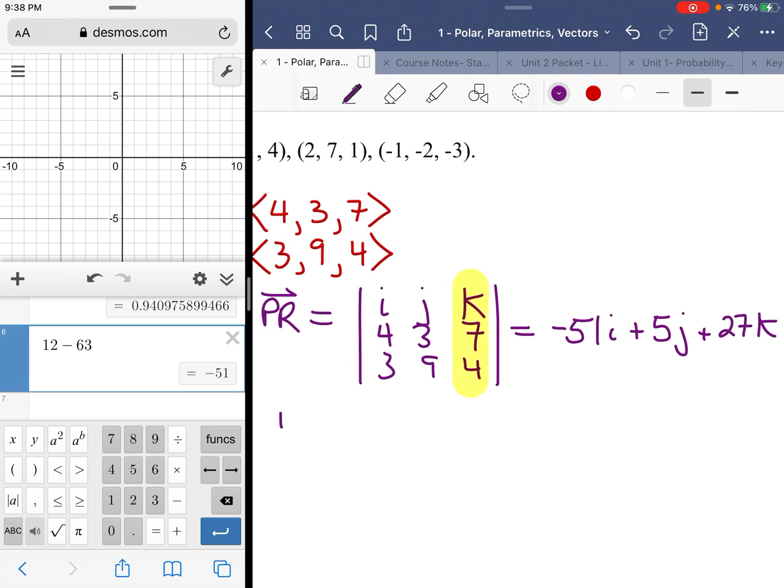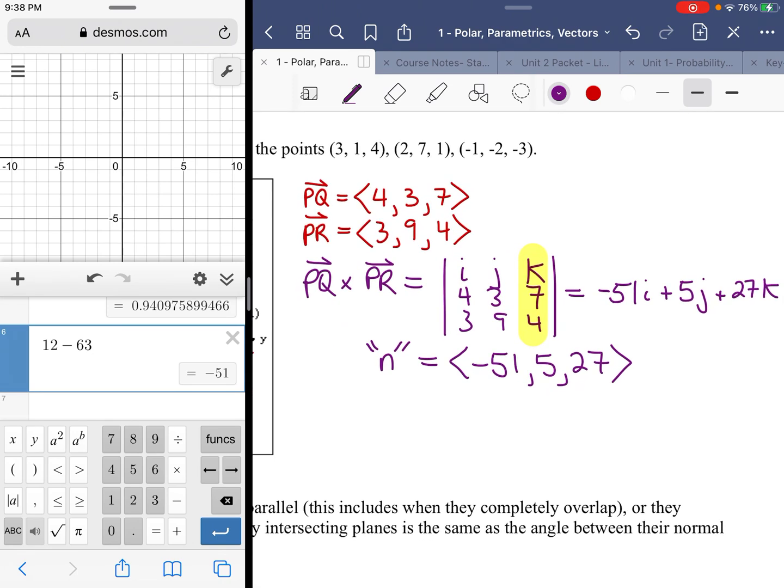All right, so this is going to be my normal vector. So n, put it in quotes, is going to be (-51, 5, 27). All right, so we're good there. We got our normal vector.